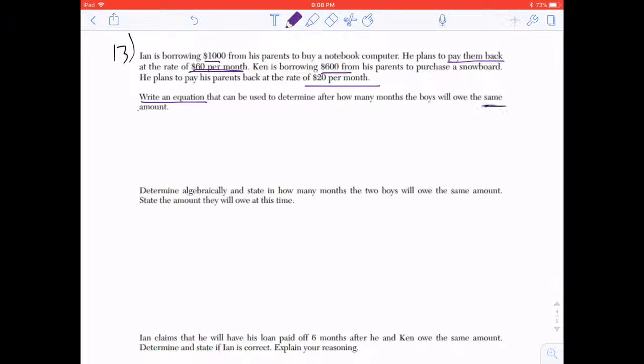So if they're owing the same amount, that means these are going to be equal. So looking at Ian's, he is going to borrow $1,000 from his parents, and he's paying it back. So I'm going to subtract 60M. Okay, 60 per month times the number of months here. Ken is borrowing $600 from his parents, and he's paying them back at $20 per month. So there's my equation here. 1,000 minus 60M equals 600 minus 20M.